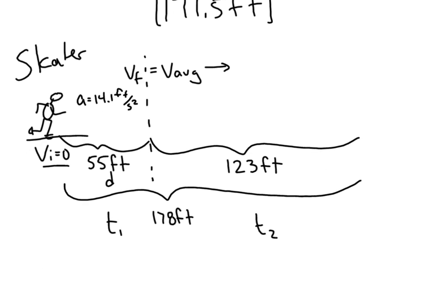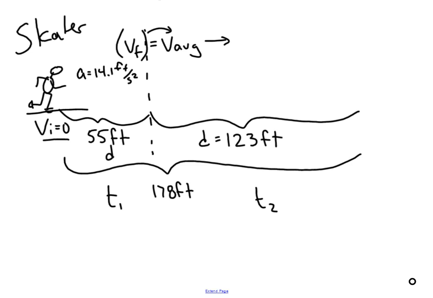Going back to the skater. The other thing we're going to have to solve for in the first interval is what's the final velocity? Because if we can solve for the final velocity, we then know the average speed during the second interval, which we can use with the distance during the second interval to solve for the time in the second interval. So now let's just go about doing it. So let's work on the first interval first.